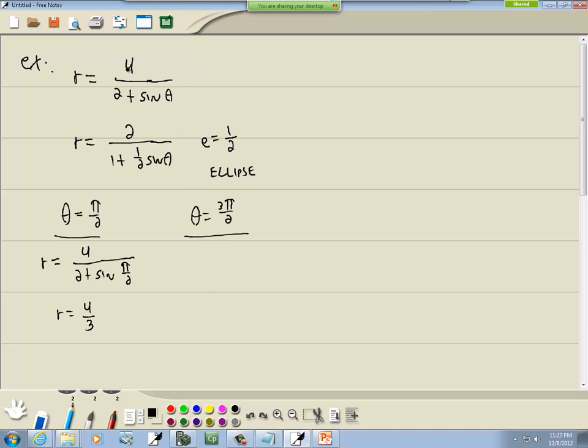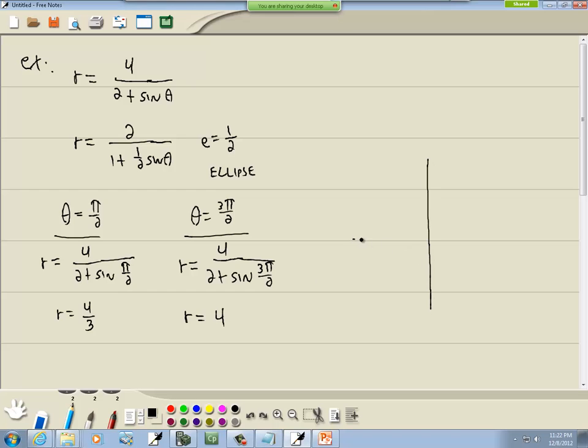By the way, if I had played with these numbers a little bit more, having 6, and so forth, I'd have a little bit more exciting problems. But these are all coming out a lot the same. Here we plug 3 pi over 2 in for theta. So we've got 4 over 2 plus sine 3 pi over 2. Now sine 3 pi over 2 is negative 1. If I look at my unit circles, 2 minus 1 is 1. 4 divided by 1 is 4.